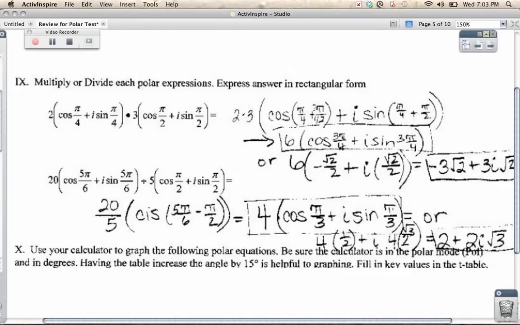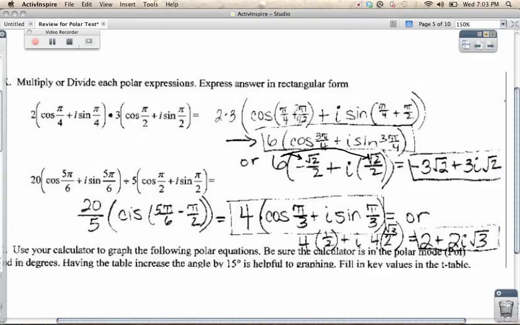3 pi over 4 to get negative root 2 over 2. And sine of 3 pi over 4 is root 2 over 2. So therefore, you get, now distribute the 6. You want to take that 6 and distribute it here and distribute it here. So therefore, you get negative 3 root 2 plus 3i root 2, or 3 root 2i. It really doesn't matter.